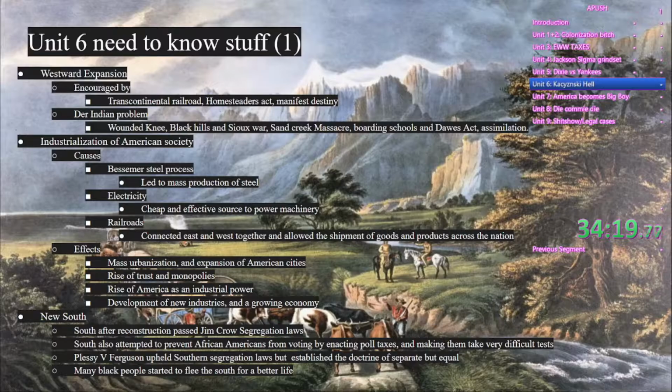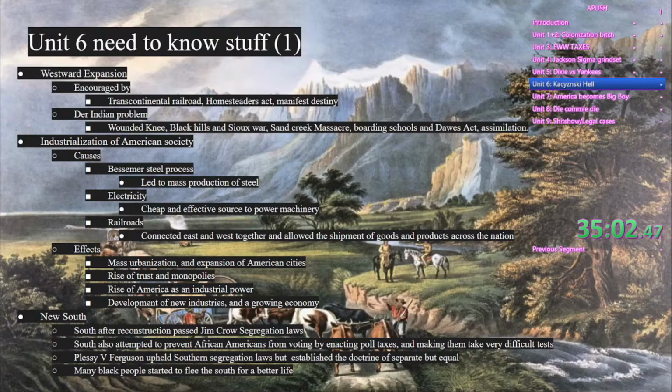Unit 6, you should know that westward expansion was encouraged by the Transcontinental Railroad, the Homestead Act, and the idea of Manifest Destiny. The Transcontinental Railroad made westward travel a lot easier. The Homestead Act basically gave free land to anyone who could settle the land. And westward expansion would also cause a lot of problems with the Indians, which would lead to the massacre at Wounded Knee, the Black Hills and the Sioux War, the Sand Creek massacre, and you would have attempts to assimilate the Native Americans, such as the boarding schools and the Dawes Act.